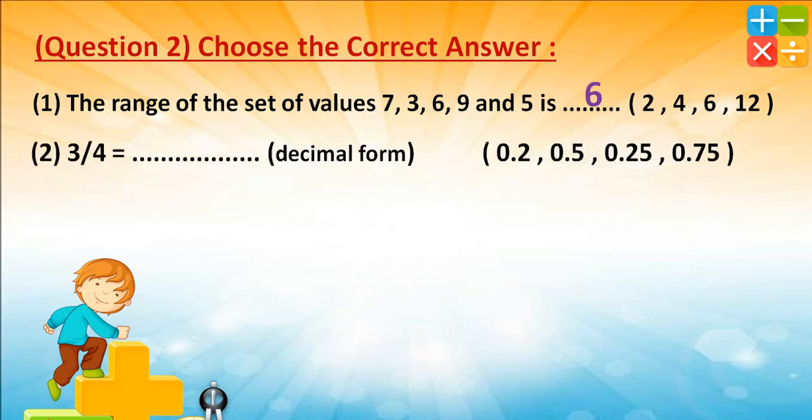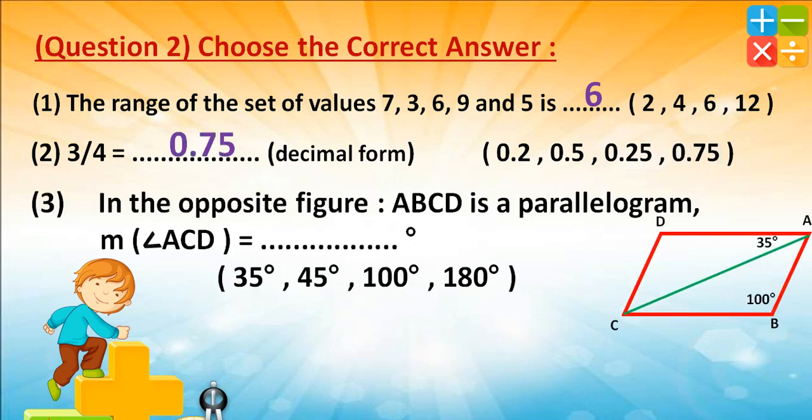Next, 3/4 equals what in decimal form? When we want to convert this fractional form to decimal form, we look at the denominator here. We have a denominator 4. Multiplying 4 by 25, we must multiply the numerator by 25. 3 times 25 equals 75, and 4 times 25 equals 100. 75 over 100 equals 0.75. Well done.